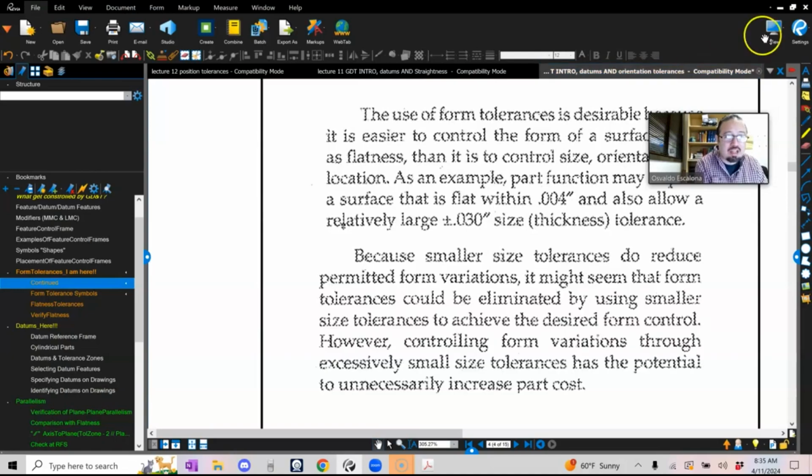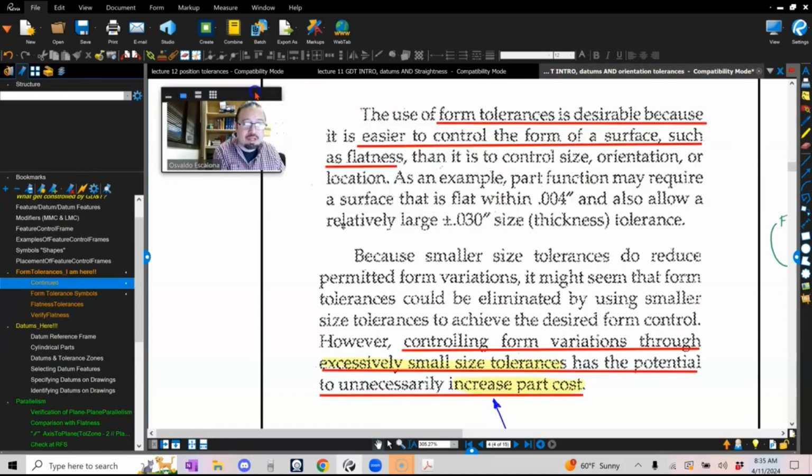Okay. The use of the form tolerances is desirable because it is easier to control the form of a surface, such as flatness. Again, it is a refinement. Because smaller size tolerances do reduce the permitted form variation, it may be seen that form tolerances could be eliminated by using smaller size tolerances to achieve the desired form control. Controlling form variations with excessively small size tolerances has the potential for unnecessary increase in price.